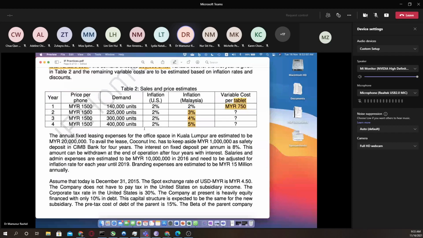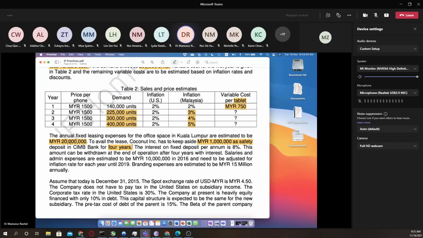Annual fixed leasing expense for the office space in Kuala Lumpur is estimated to be RM 20 million. My goodness, what a big office they are renting. To avail the lease, Coconut Incorporation has to keep aside Malaysian ringgit 1 million as safety deposit in CIMB Bank for 4 years. So this is the amount they have to keep as safety deposit in order to get the fixed leasing for 20 million for the next 4 years.